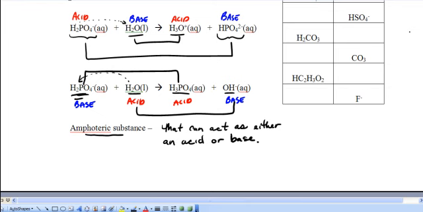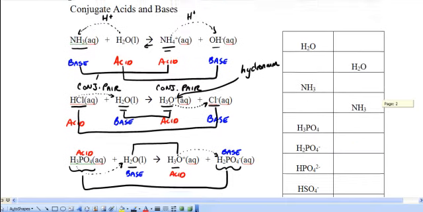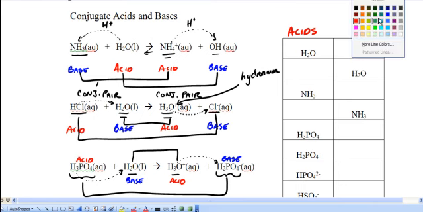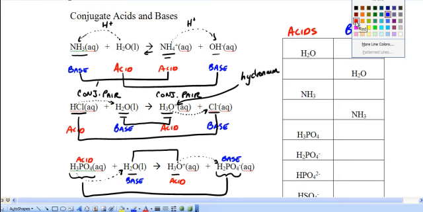So let's go ahead and take a look at that in this table over to the right. I'm going to scroll up here. On the left, we're going to have the compounds acting as acids, and on the right they're going to be acting as bases. So we'll try to identify the various conjugate pairs.